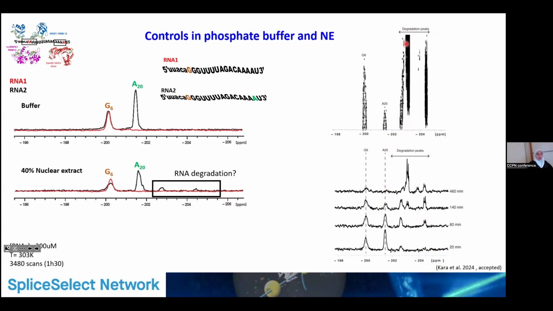So we know they are degradation peaks, and what we need to do is to work fast. We need experiments of less than 20 minutes without losing signal to noise. This is a big challenge for us.